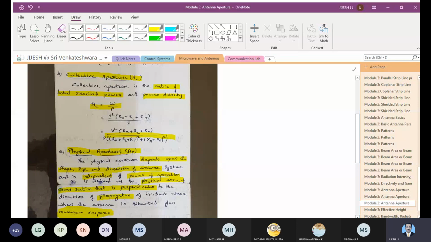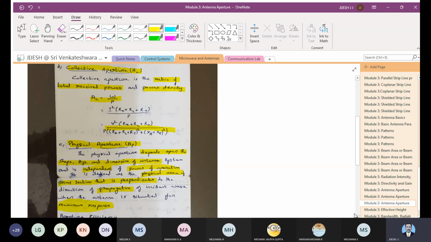Physical aperture actually depends only on the size, shape, and orientation or dimension of the antenna. It is independent of the power of operation. Your main thing is how well you design the system so that you get maximum response from the system. That is the intention of physical aperture. It is denoted as AP. So you note down these points. After that, we will discuss a few relationships of each thing in detail.